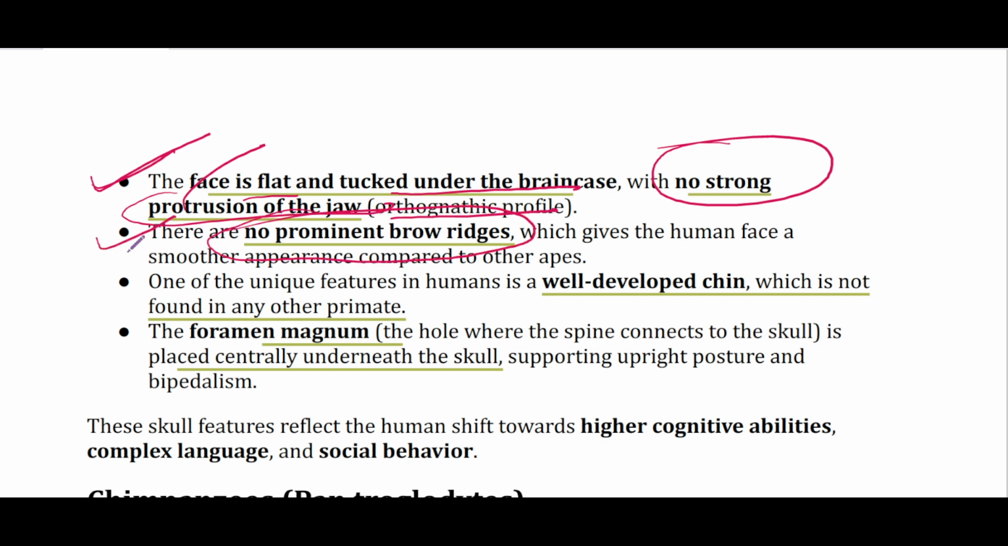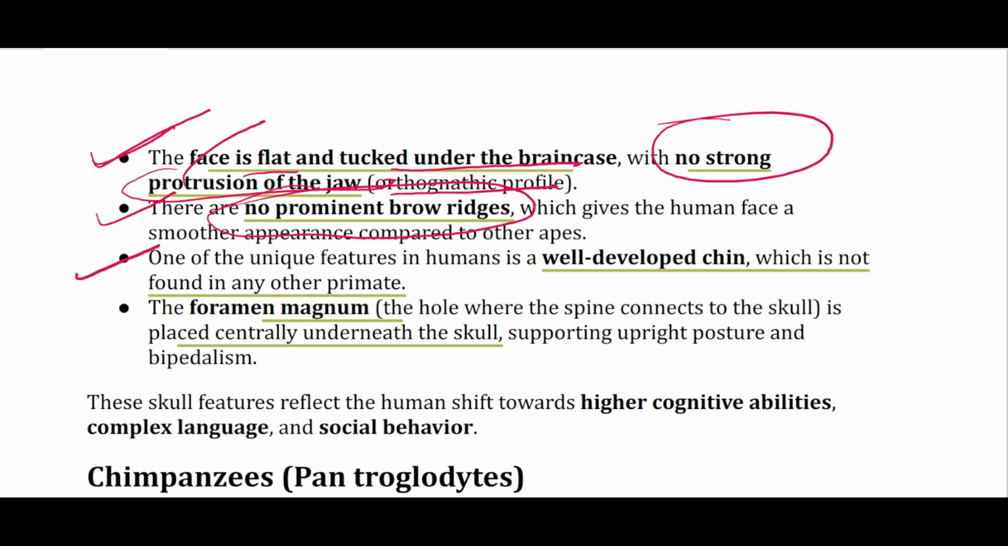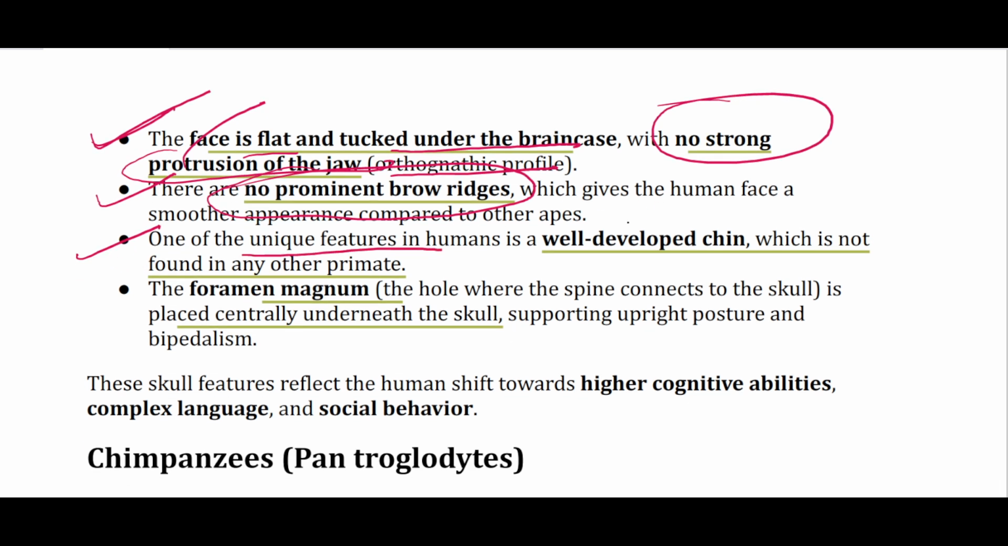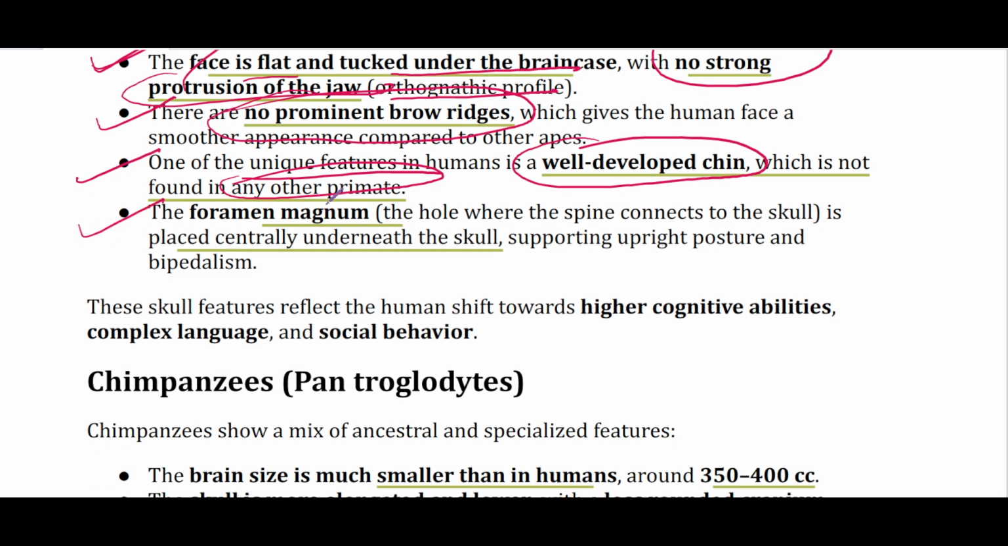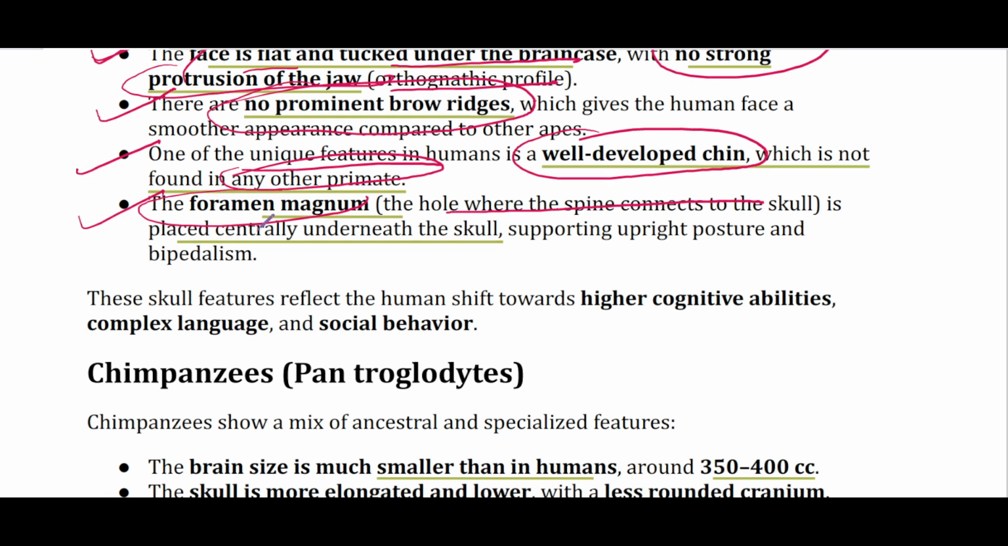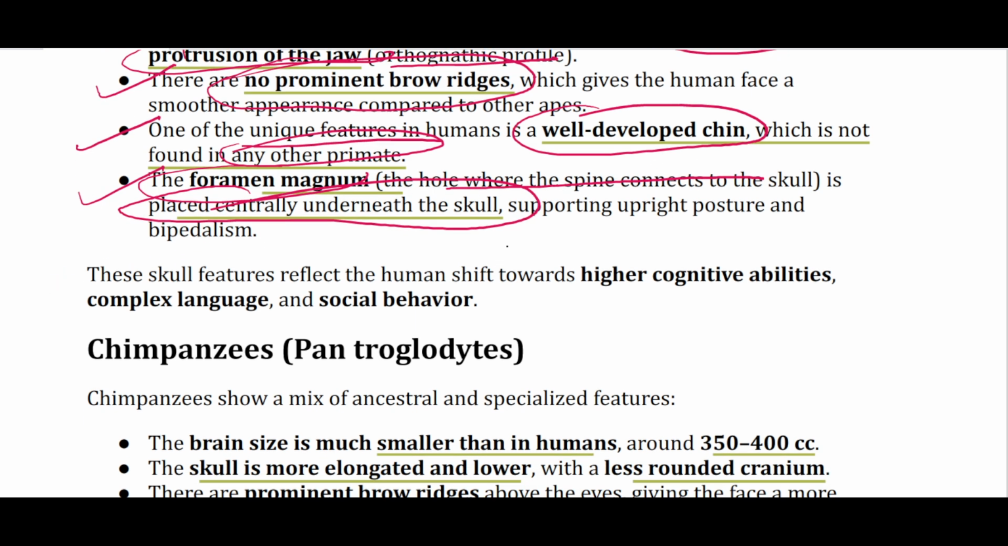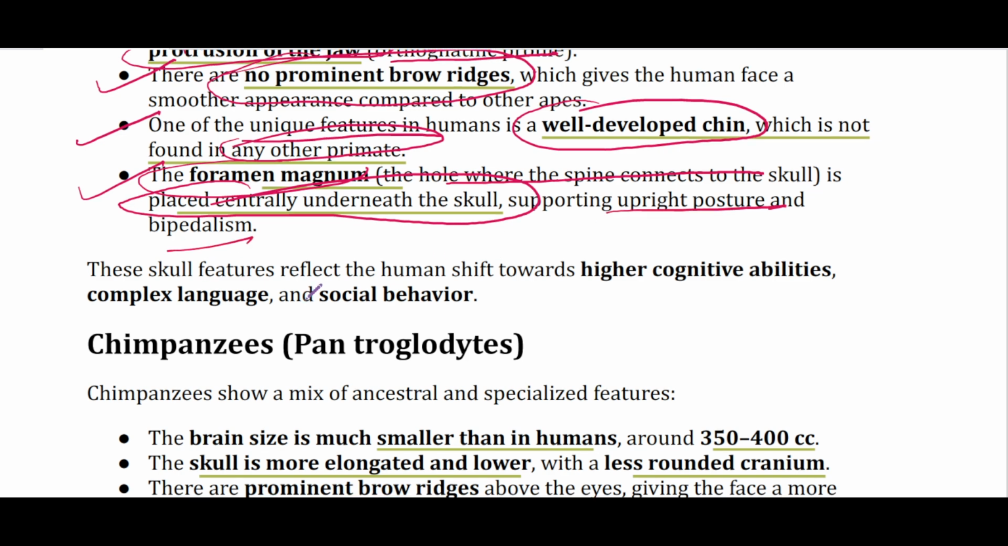Brow ridges जो eyebrow के ऊपर जो bones होती है, and then our unique feature that we have a well-developed chin, which is not found in any other primate. And finally, foramen magnum, जो आपको पहले ही बताया, the hole where spine connects the skull. It is placed centrally just beneath the skull, and that supports upright posture and bipedalism.